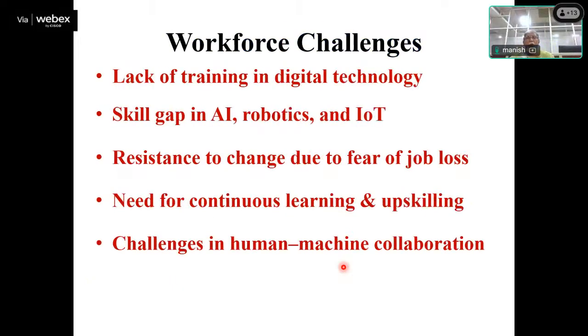Then along with that, there will be the workforce challenge too. The workforce challenge means that we know very well that right at this moment, if I try to monitor any manufacturing system and the kind of digital technology we talk about for a state of the art smart manufacturing system, we find that there will be a lack of training in the digital technology.